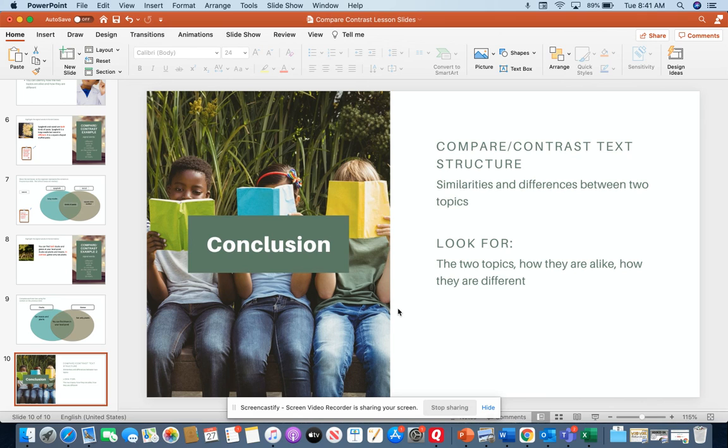So, when we are looking at compare and contrast text structure, we're looking for the similarities and the differences between two topics. To make sure that you're reading compare and contrast, look for two topics, how they are alike and how they are different. And if you can find these, you will be able to identify the most important part of the text that you are reading.